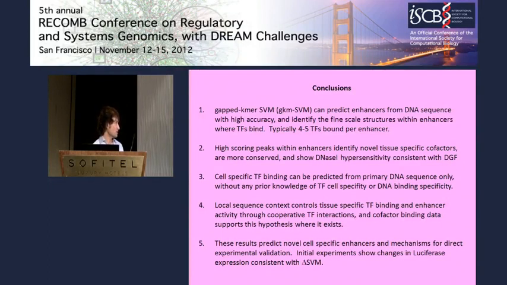This cell-specific TF binding is the mechanism for the prediction of the enhancers. That can be predicted from the primary DNA sequence itself without any prior knowledge of when the cofactors should be active or what their binding specificity is. And that local sequence context controls this tissue-specific binding and the enhancer activity through cooperative interactions. And where it exists, the cofactor binding data supports this hypothesis.